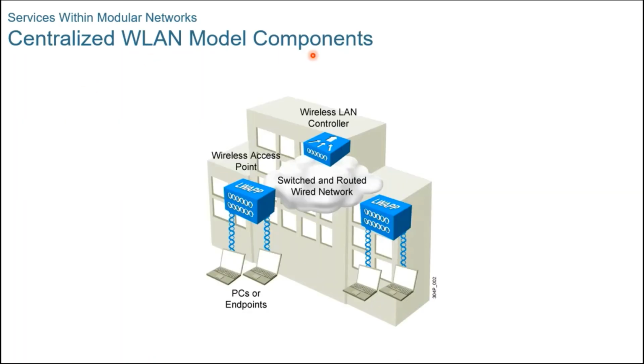Centralized wireless LAN model components. As illustrated on this figure, the four main components in a centralized wireless LAN deployment are as follows. First, you need the end user devices. A PC or other end user device in the access layer uses a wireless NIC to connect to an access point via radio waves. Next would be the access points, or wireless APs.